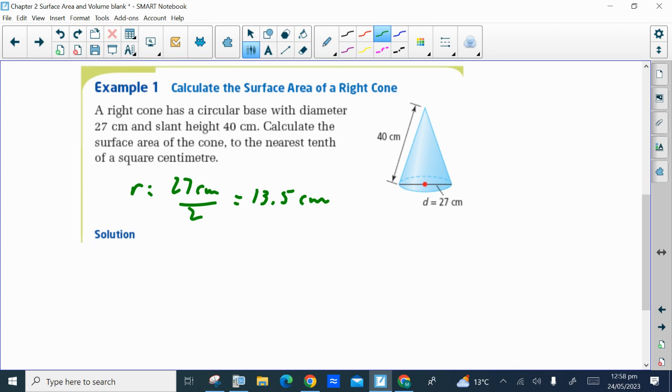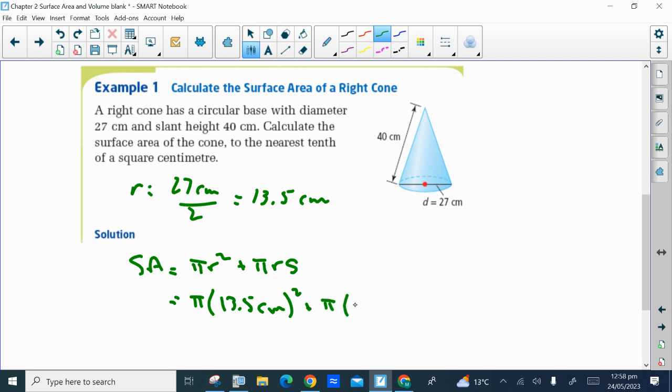And the slant height is 40 centimeters, which we need because the formula for surface area of a cone is pi r squared for the circular bottom plus pi rs. And that's right off your formula sheet. The radius is 13.5 centimeters, which needs to be squared according to the formula. The other term is pi times, again, the radius, only this time it's not squared, times the slant height, which we are told is 40 centimeters.